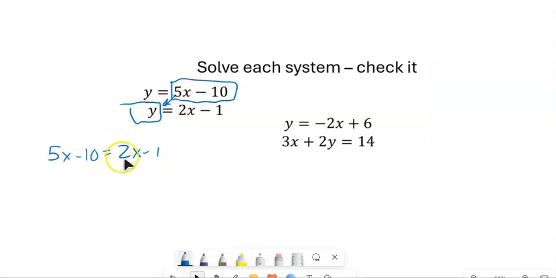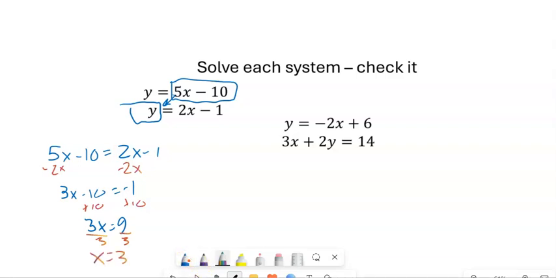And the thing with these is I can't get number answers because they have two variables in them. But if I get it down to a single variable, now I can just do a little bit of algebra and solve this. I'm going to get the x's on the same side, so subtract 2x from both sides of the equation. So now I've got 3x minus 10 equals negative 1. I'll get the numbers on the other side, so I'll add 10 to both sides. And lastly, divide by 3. So it looks like x is 3, which feels great, and I'm very happy with that answer.